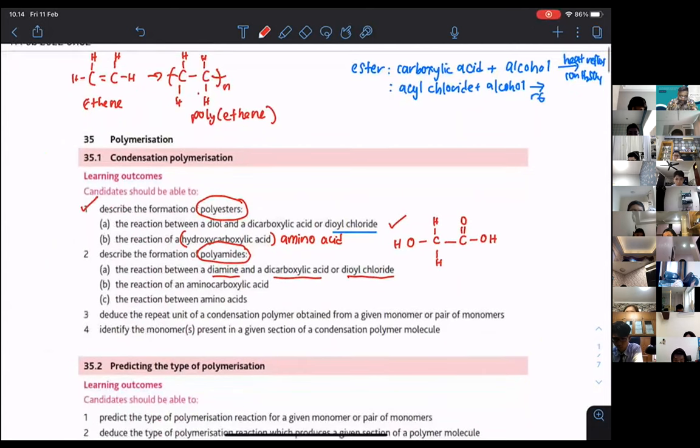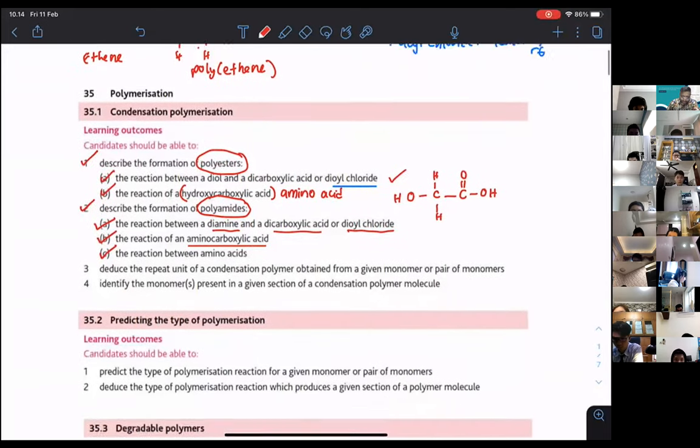Done. Then the reaction of amino carboxylic acid. This one there is no need to discuss anymore. Amino carboxylic acid is going to be your amino acid, because yesterday we learned about the formation of dipeptide. So amino acid joined with amino acid joined with another amino acid will give you polypeptide. So yes, we have discussed that. The reaction between different amino acids, you can also draw that. So all that.